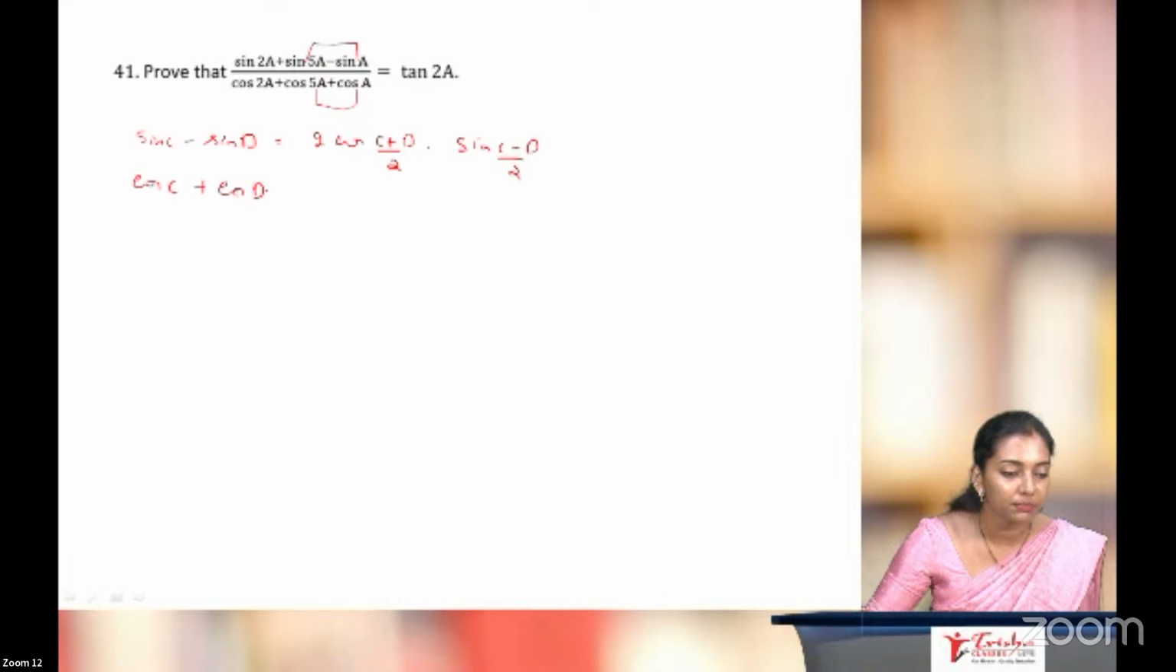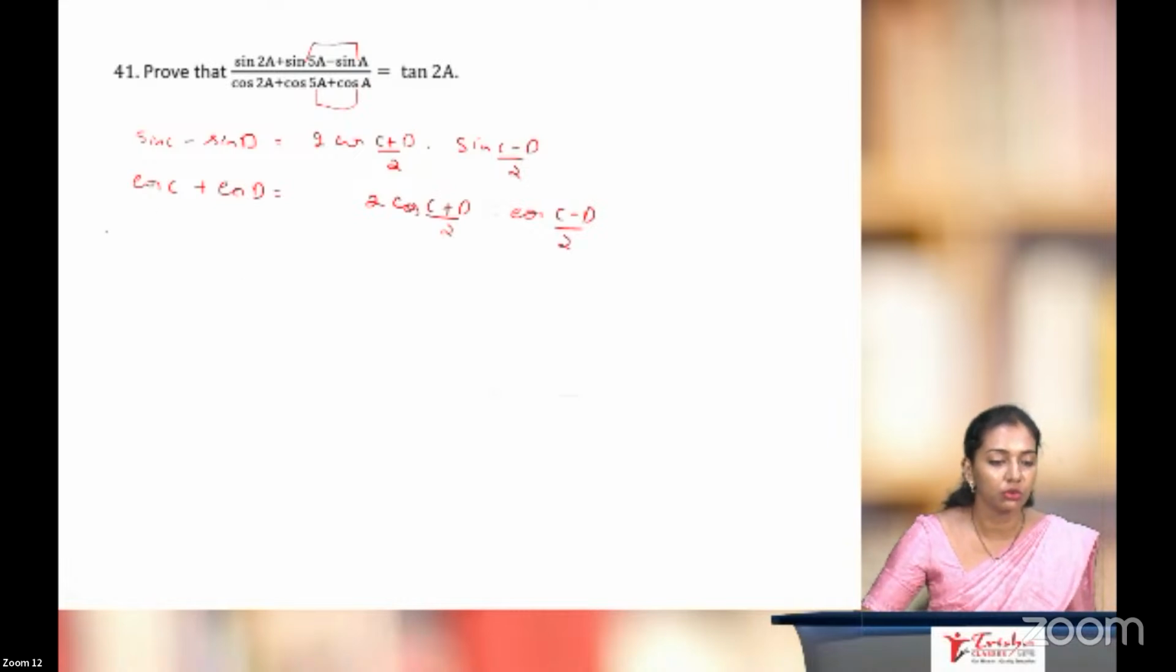I'll just write down the formulas, the four formulas you should know. Sin C minus sin D is 2 cos of (C plus D) by 2 into sin of (C minus D) by 2. And cos C plus cos D is 2 cos of (C plus D) by 2 into cos of (C minus D) by 2. So these are the two formulas you have.